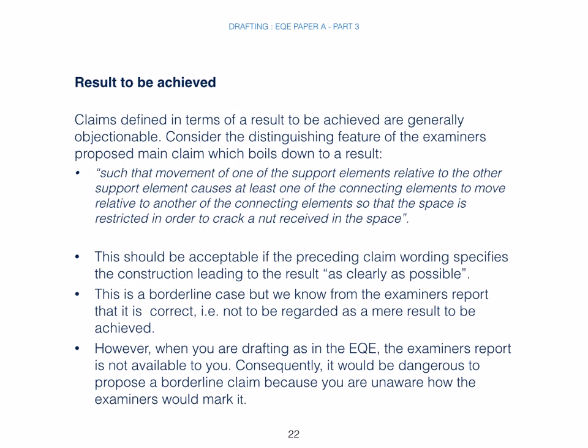There again, we'll repeat it. If you're drafting as in the EQE, the examiner's report is not available to you. Consequently, it's dangerous to propose a borderline claim because you are unaware how the examiners would mark it. Next, it's easy to draft a claim that inadvertently is not novel, by the way, and on the next slide I will present a claim that lacks novelty.